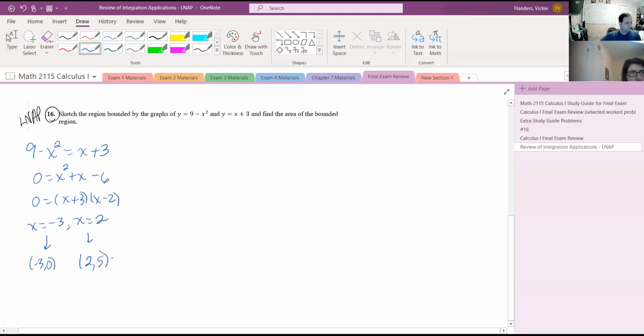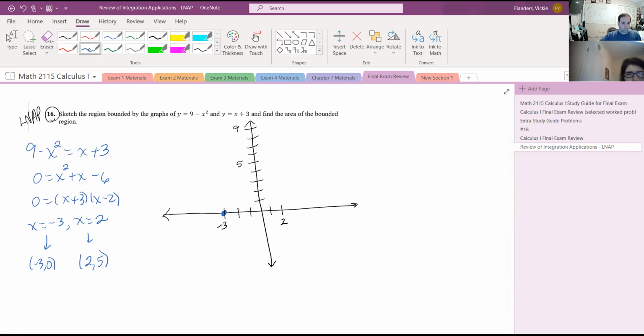Okay, so let's go ahead now and graph, since I have these points here. So negative 3, 0, and 2, 5. For the line, I see the y-intercept is 3. Okay, so there's the line. Let's draw the parabola.